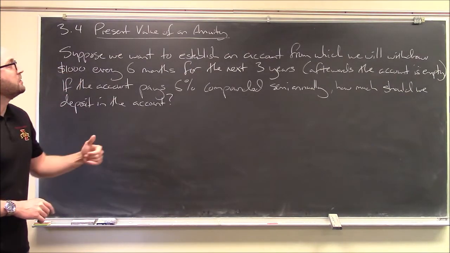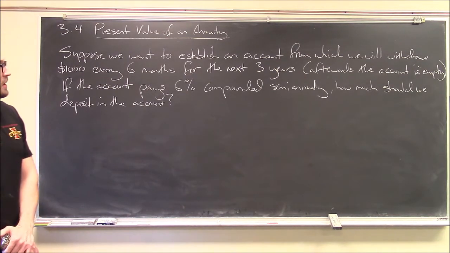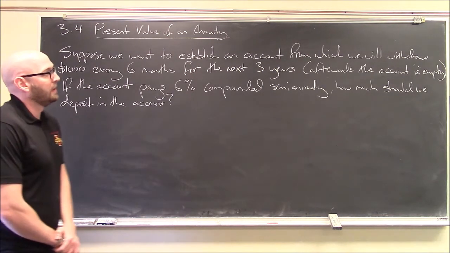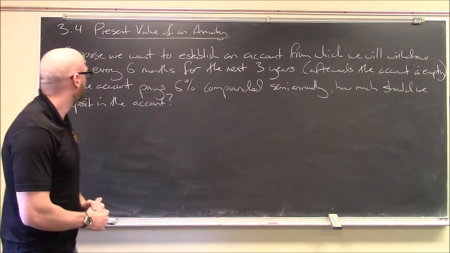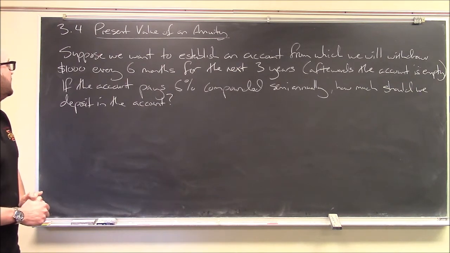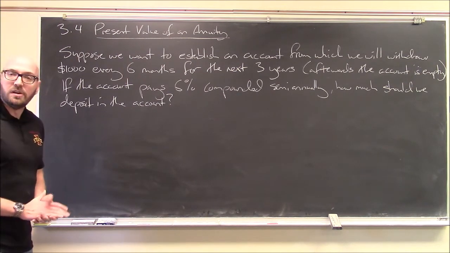So suppose we want to establish an account from which we would withdraw $1,000 every 6 months for the next 3 years. And at the end of the 3-year period, the account is empty. The account balance is 0. The question is, if the account pays 6% compounded semi-annually, how much should we deposit in the account?